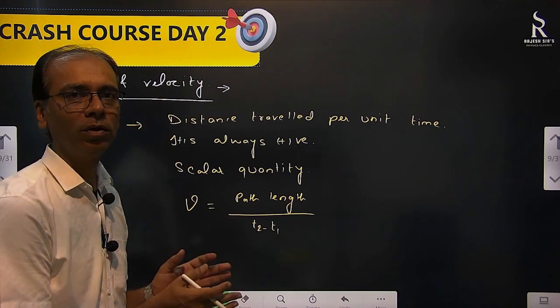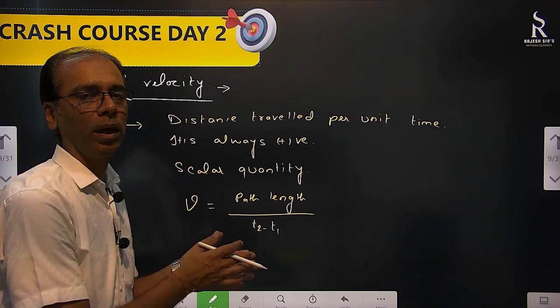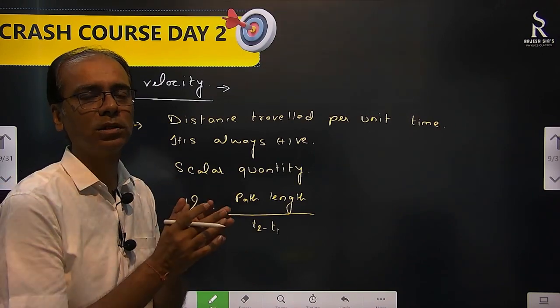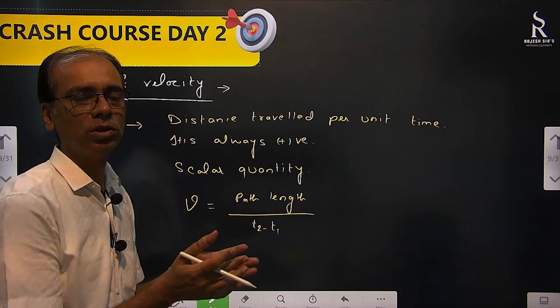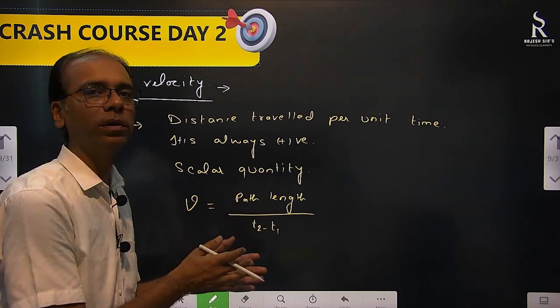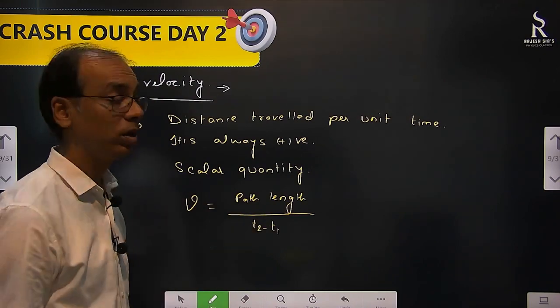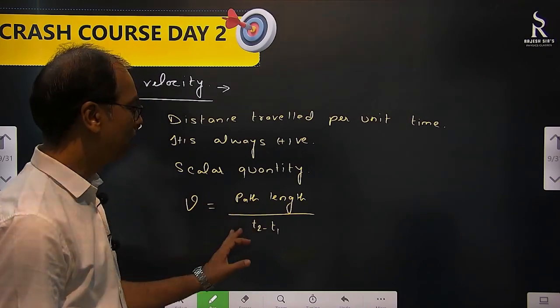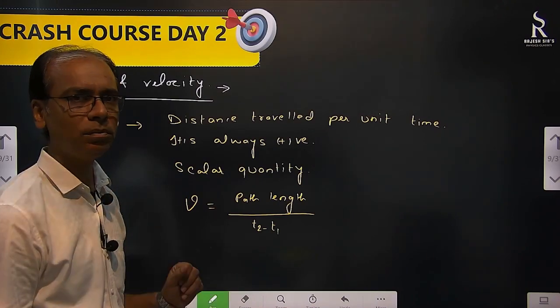T2 minus T1 means what? Because we know that you have started the journey at, let's say, 12 o'clock and you reached your destination at 12:30. So what is the duration? Half an hour. But what you did was 12:30 minus 12. So T2 minus T1, or delta T. So path length by T2 minus T1. This is the formula of speed.